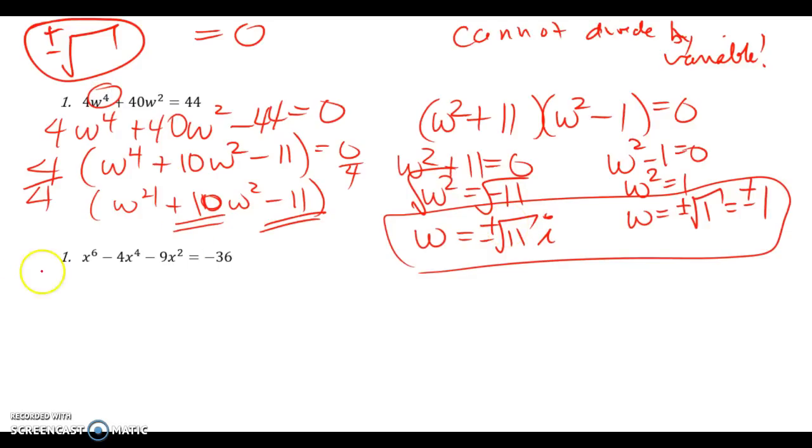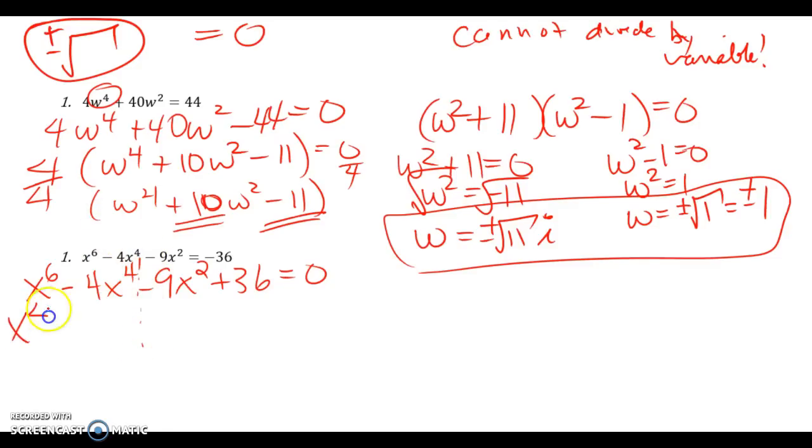All right, let's look at this next one. X to the 6th minus 4x to the 4th minus 9x squared plus 36 equals 0. I have to do that before I can do anything else. All right, notice 4 terms. 4 terms that I can't put together. I got to do factoring by grouping.